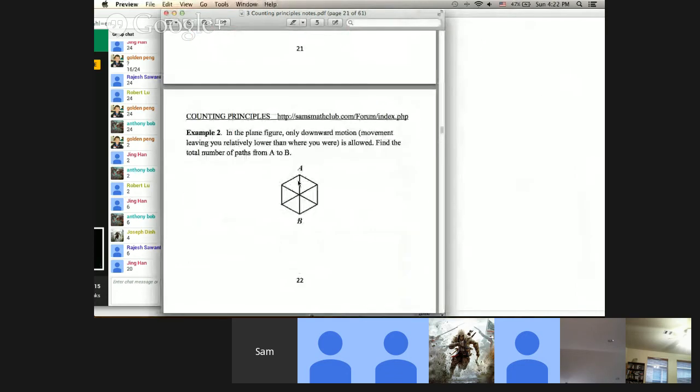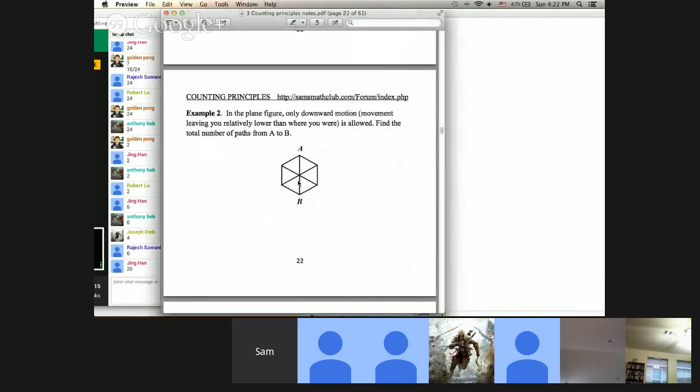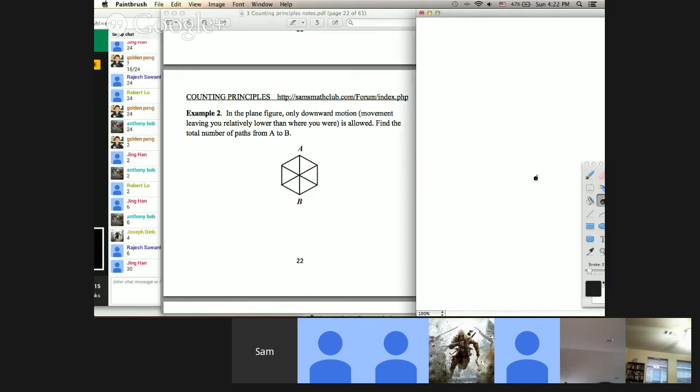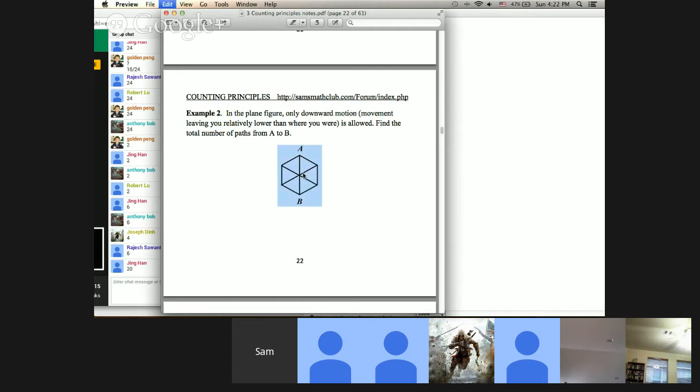Let's try this problem. Example number 2 says, in this plane figure, only downward movement is allowed. Find the number of paths from A to B. So it's just asking how many ways can you move from A to B. So try using the water thing and then see what you get from that.